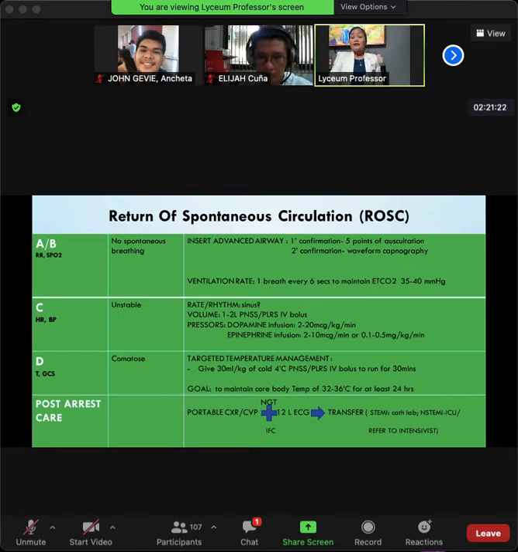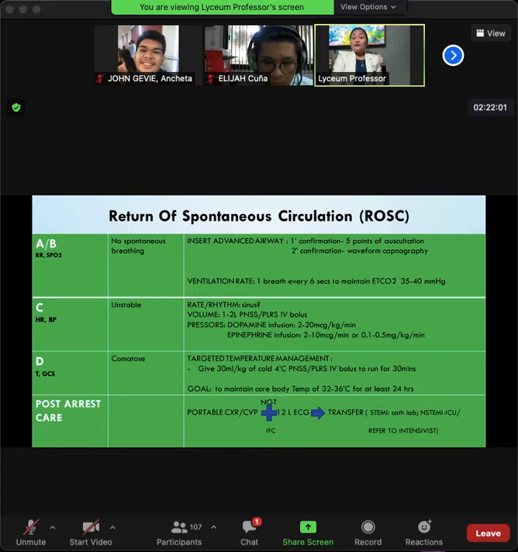Okay? The secondary confirmation of your airway is through looking at your waveform capnography. So, yun yung monitor sa operating room or sa ICU na nag-identify ng CO2 level ng pasyente. Siyempre, pag may CO2 level yung pasyente at least two consecutive capnographic waveform, then you are inserted at the right place, at the trachea.